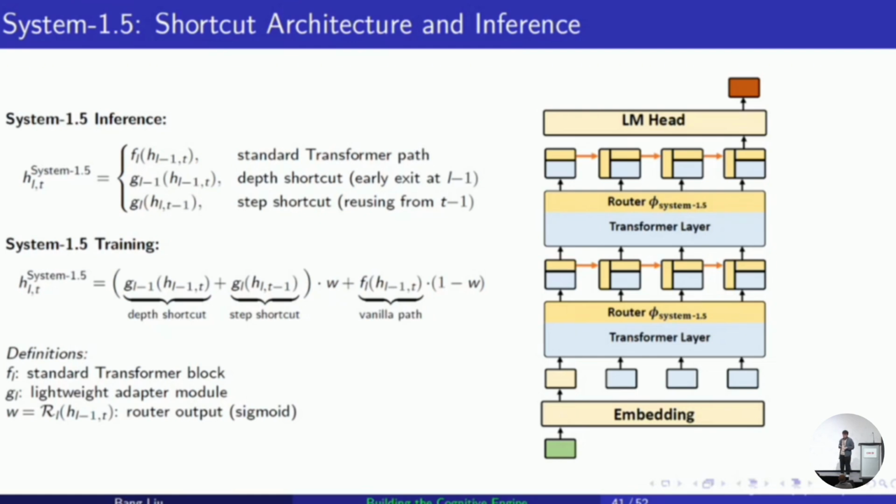Which means we need to have a gate. This gate will decide at each time step, at each layer: shall I early exit, I know the answer? Shall I continue inferring, I need more reasoning? Or shall I go to the next time step, I can continue with fast reasoning? So how to get such a gate?